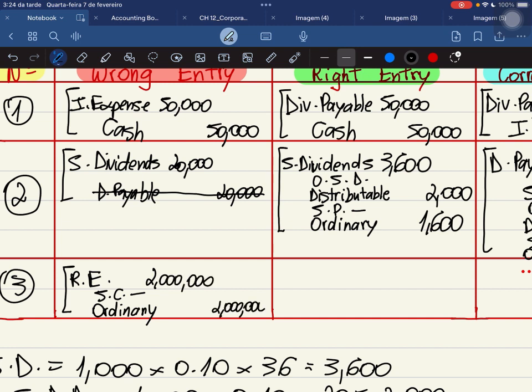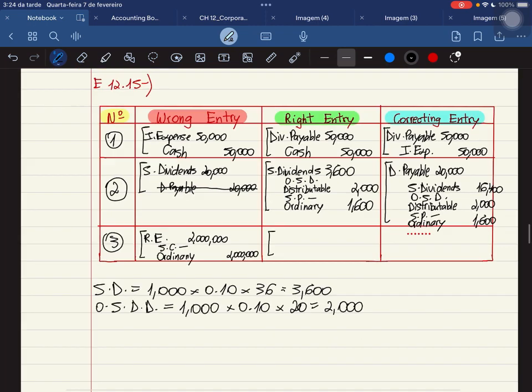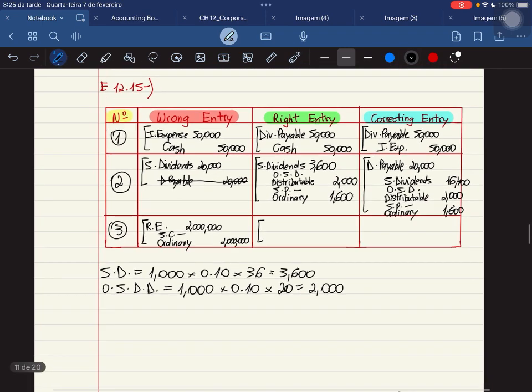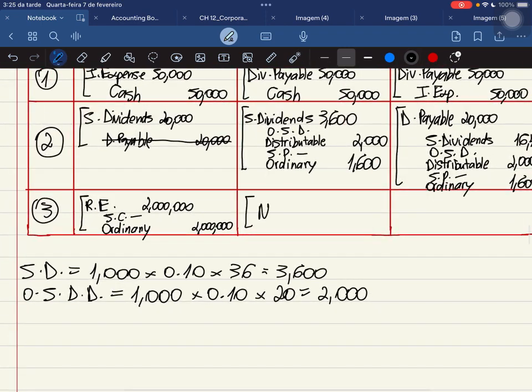Now, what would the correct entry be? The answer is none. Why is that? Because this is a share split. Every time we make a share split, we actually don't make any kind of entry. So we would have no entry. What we do though is we would write a memo. I'm gonna show this to you a little bit later.